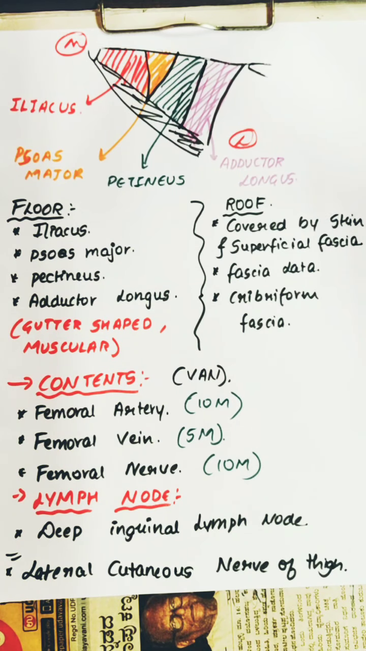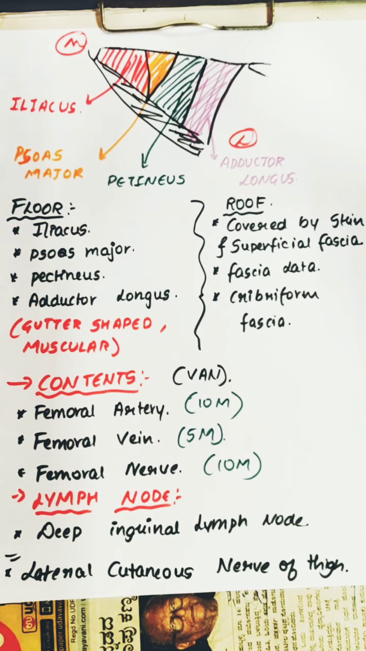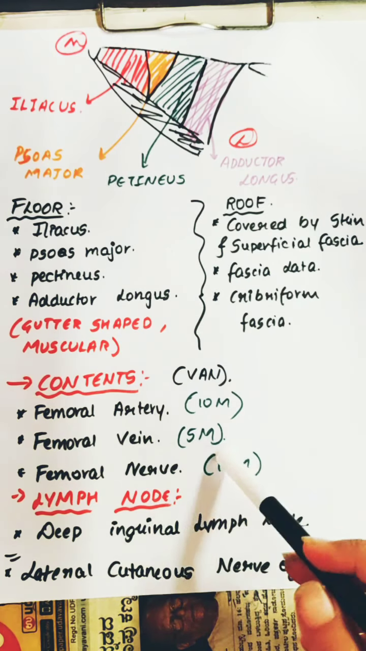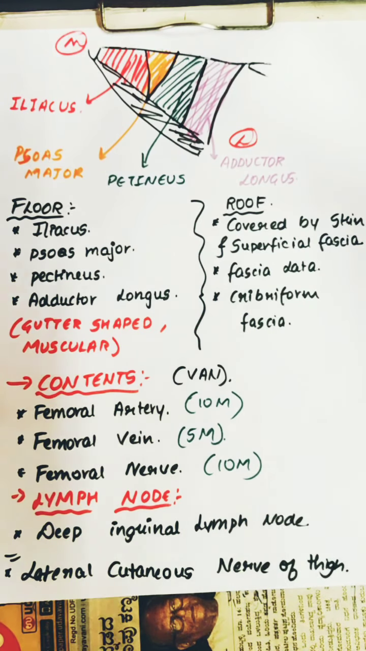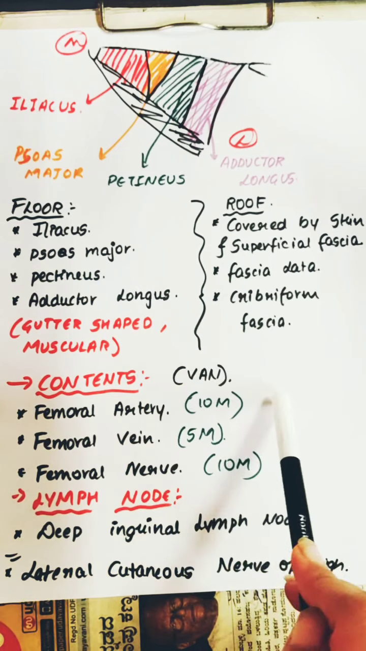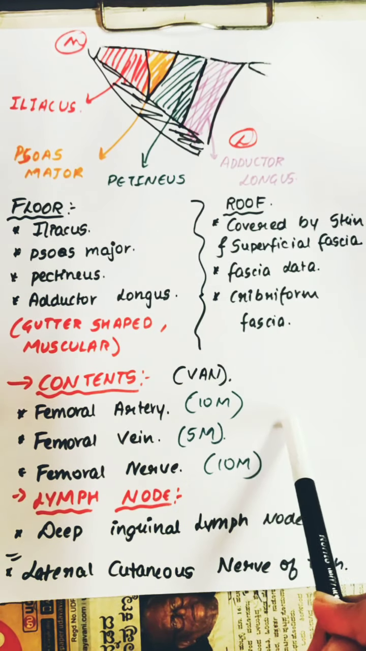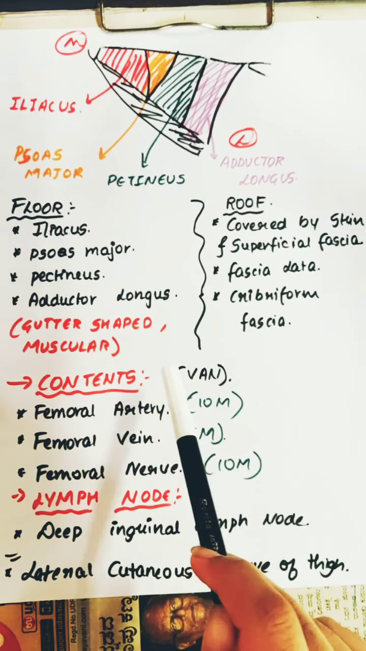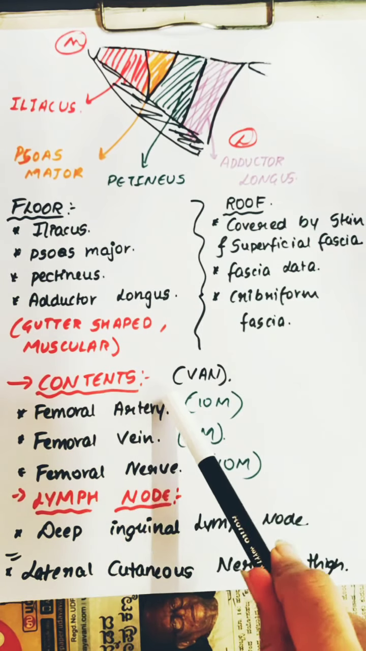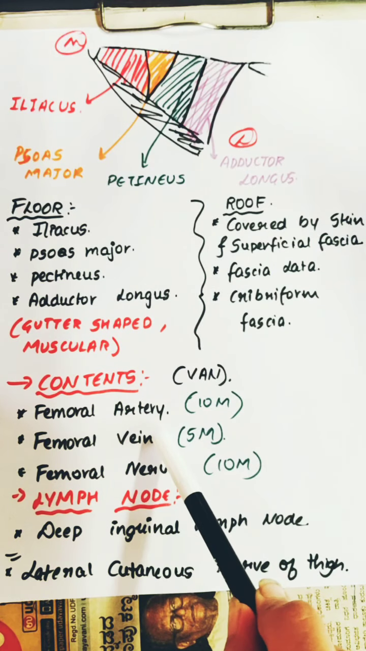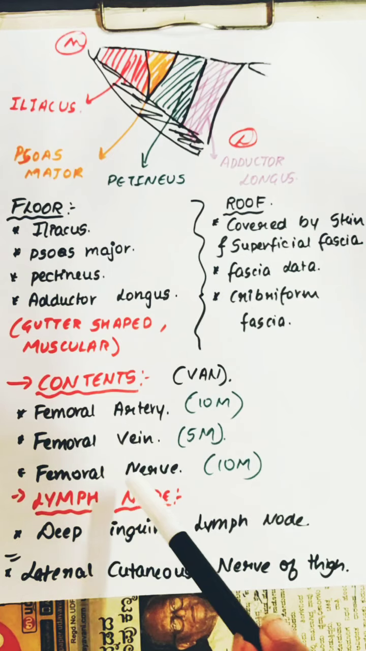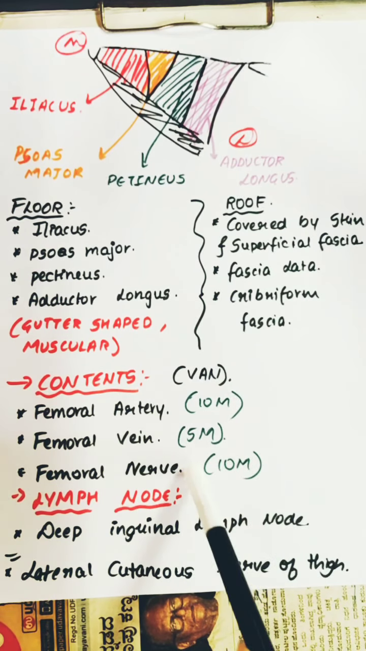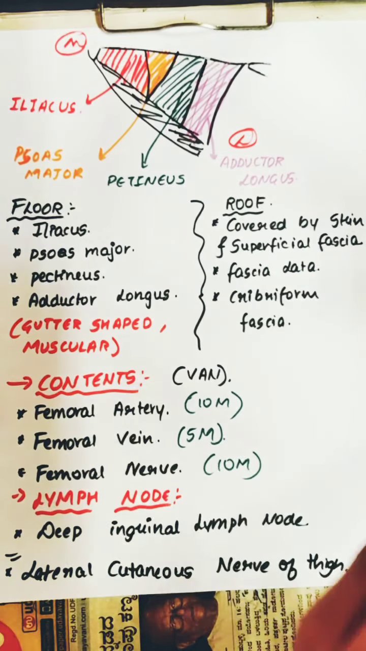So that's it about this video. This was about the femoral triangle, a very important question. You have to know its floor, boundaries, roof, contents, lymph nodes, etc. In the next video, we'll be studying in detail about the femoral artery, femoral vein, femoral nerve. Femoral artery and its branches are very important. Femoral vein and its tributaries are also important. Femoral nerve is usually asked for 10 marks. Give preference to the first and the last topic.